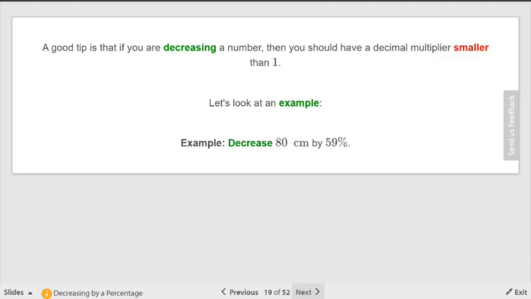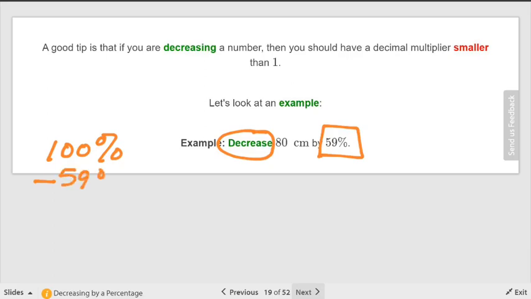So we're starting off with an amount, and what percent is that always going to be? 100%. But this time we're not increasing. We are decreasing, which means not add but subtract. What percent are we subtracting from that 100? 59%. Which gives us 41%, right? Now, I'm going to take that percent times my amount, which is times 80.